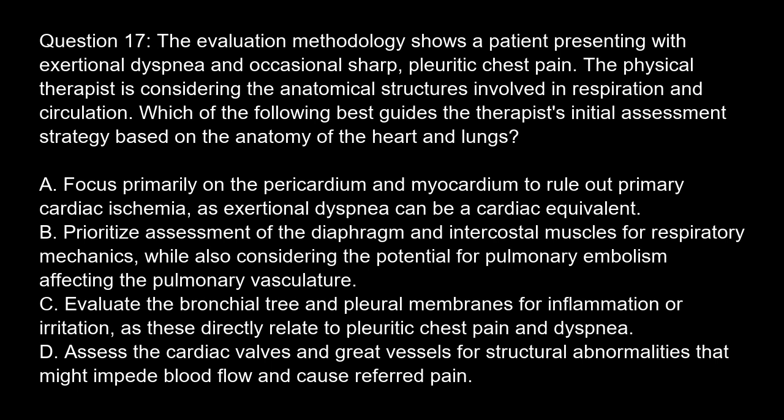Option A. Focus primarily on the pericardium and myocardium to rule out primary cardiac ischemia, as exertional dyspnea can be a cardiac equivalent. Option B. Prioritize assessment of the diaphragm and intercostal muscles for respiratory mechanics, while also considering the potential for pulmonary embolism affecting the pulmonary vasculature. Option C.